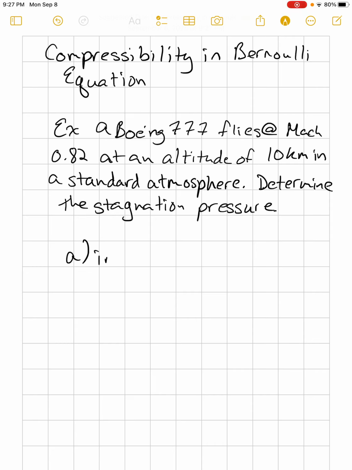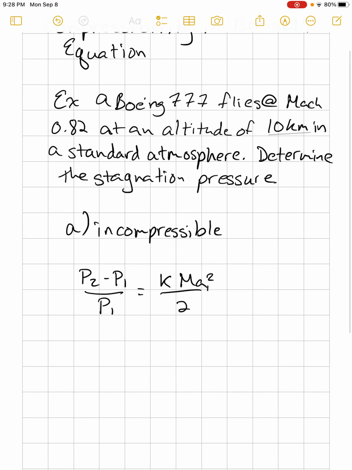All right, so A is when we're dealing with the incompressible flow. So basically what this means, if it's incompressible, is that the density is not going to change as a result of the pressure or whatever else in the system, okay? So the equation to find the stagnation pressure is going to be P2 minus P1. So that's basically the difference in the pressure based on the flow over P1. That's equal to K times MA squared over 2. So I'm going to step through this. So P2 minus P1 is the stagnation pressure.